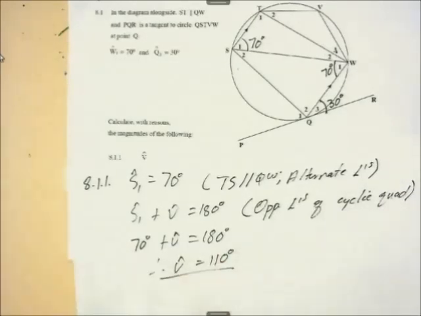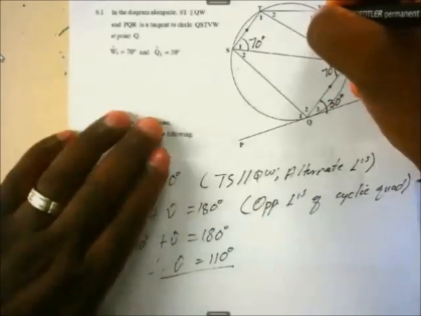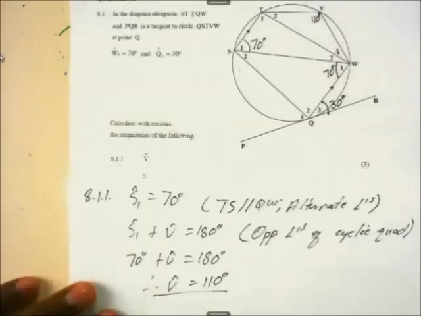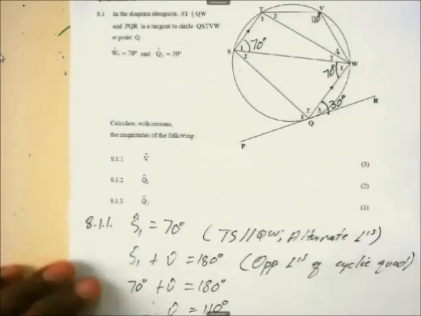We are done with the value of V. Therefore, V here is 110 degrees. Hope you are happy with the solution to the first one for 3 marks. Check the second one, Q1.